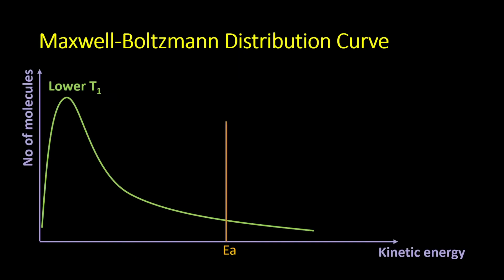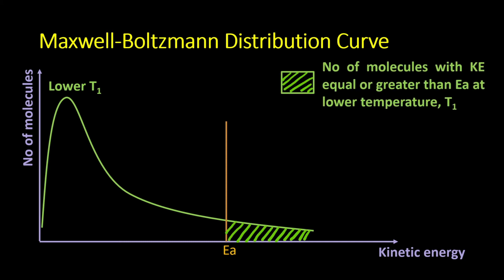The effect of temperature on reaction rate can be explained using the Maxwell-Boltzmann distribution curve. For this curve, the y-axis represents the number of reacting molecules in the system, and the x-axis is the kinetic energy of the reacting molecules. At the lower temperature T1, only the shaded region represents the number of molecules with kinetic energy equal to or greater than the activation energy.